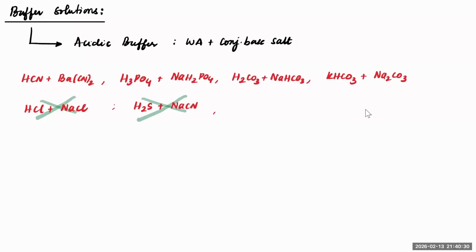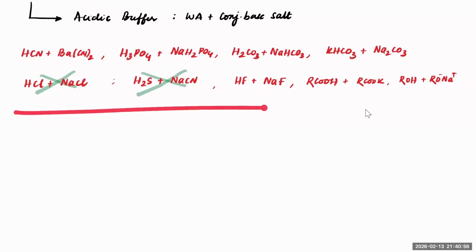Likewise, you can take any weak acid buffer also, like if you have HF, right? That's a weak acid, and NaF, that's a conjugate base. So yes, this is a buffer. Or any carboxylic acid, RCOOH, and its salt, RCOOK, that is also a buffer. Got it? Or an alcohol, ROH, if you consider it as a weak acid, and you have alkoxide ion, that is also a buffer. So these are all acidic buffers.